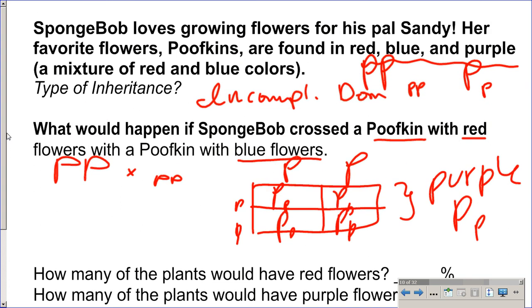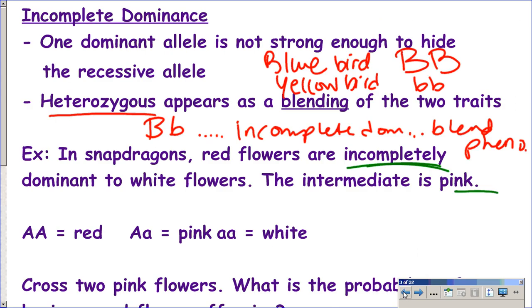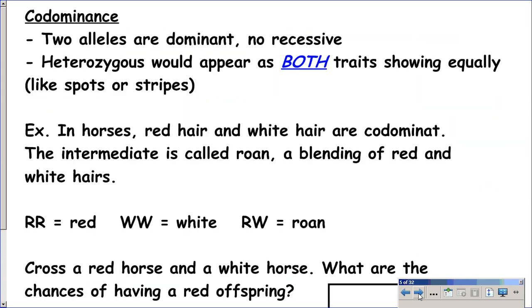Okay, let's do codominance, and then we are good. We're going to talk about sickle cell anemia actually, and then we're good. Okay, we are here. This one's a little different. Write down the details about codominance, and then we'll do an example problem. Just a teeny bit different.